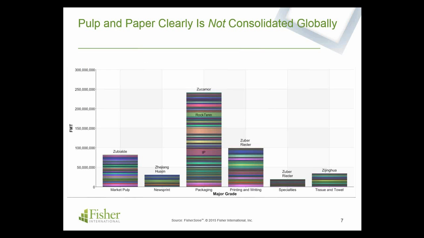So this is a graph of ownership by grade for every production facility in the world. And what we're doing is using data extracted from the Fisher Solve tool, which is a relative database that we use to do our analyses. It has every mill that makes over 50 tons a day in the database. Using that information and plotting the ownership versus the grade, there really is no overall owner. There are some large players, but there's no owner of the majority market share. Clearly, the entire industry is not in stage 2 consolidation.